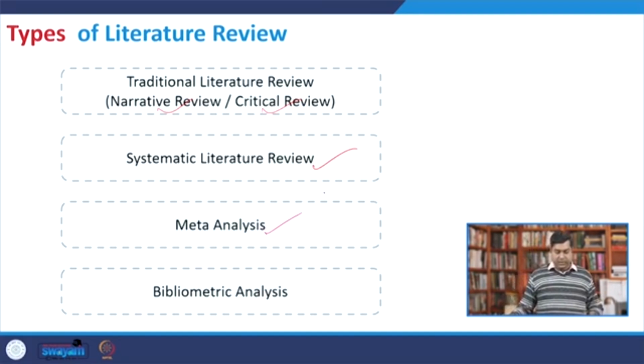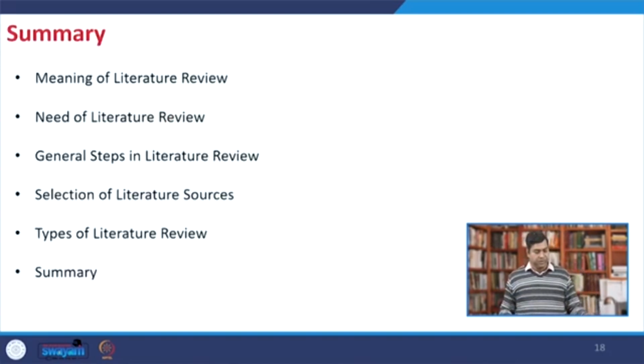Then we can go for meta analysis, we can also go for bibliometric analysis, but at the same time it is not that if you pick one, you are only entitled to do that. You can also go for all of them depending on your need. So, here we summarize this lecture. We have understood the meaning of literature review, why it is required, because it is one of the backbones of making your research successful, identifying the gap of your research and thereby framing the questions and doing actual research.